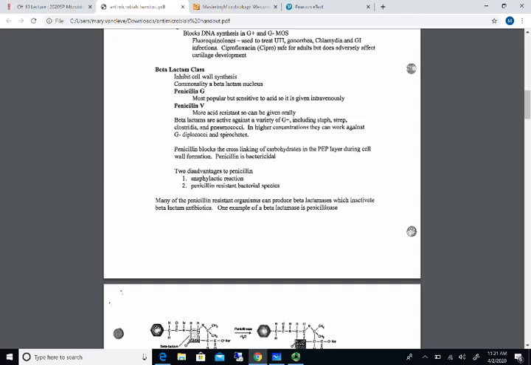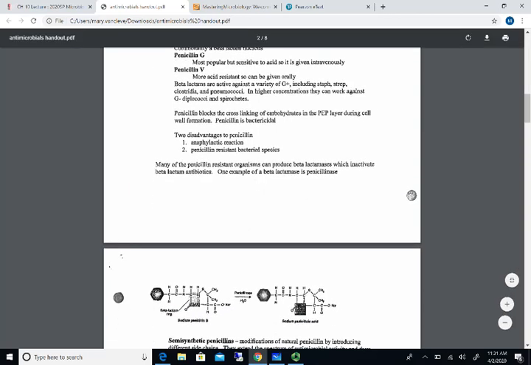Your semi-synthetic cephalosporins, you want to look at Keflex or cephalexin. And then you have your monobactams that are also representatives of a beta-lactam. You notice this is a huge class with a lot of different types. They inhibit cell wall synthesis.